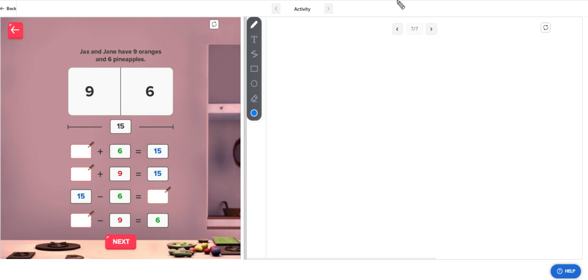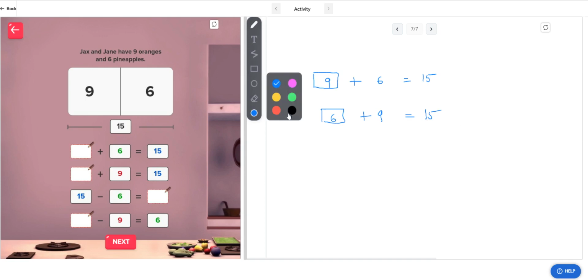Jax and Jane have 9 oranges and 6 pineapples, which add up to a total of 15. There are a few blanks in this fact family. Let's try to fill them. As you can see, the first one is blank plus 6 equals 15. Now, the only member that is missing is 9. So, I write a 9 here, okay? Here, as you can see, the member that is missing is a 6, correct? So, we will write a 6 in here because 6 plus 9 is 15, okay?